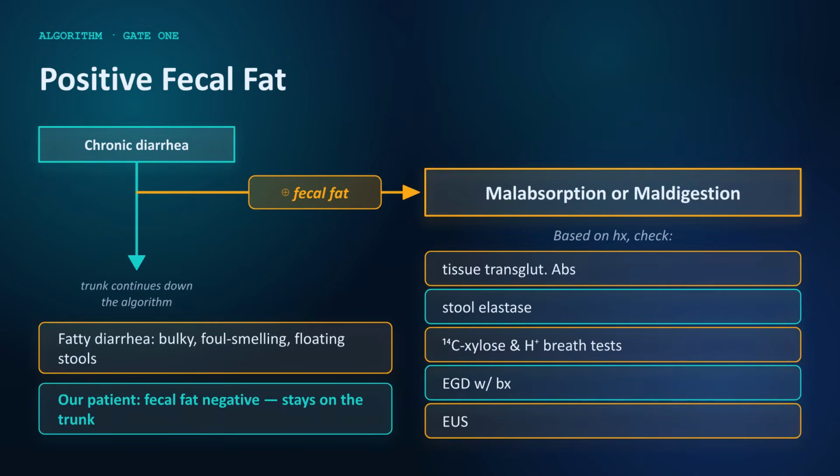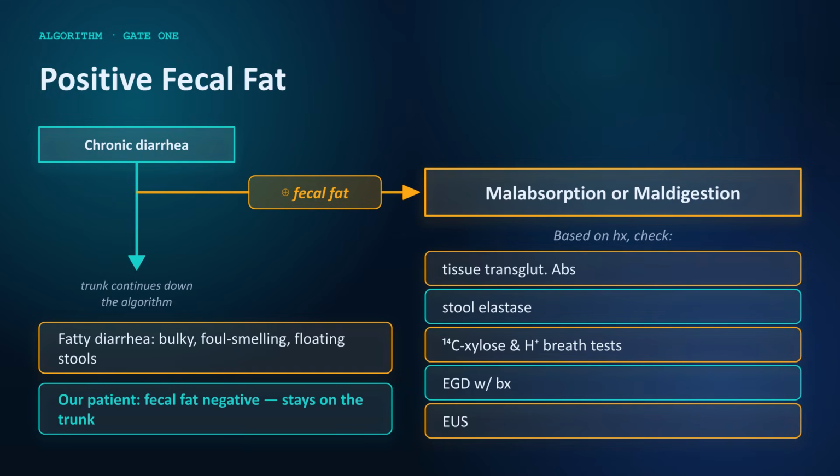First gate: fecal fat. If the stool is positive for fat, the patient steps off the trunk into malabsorption or maldigestion. Clinically, these are the fatty diarrheas: bulky, foul-smelling, floating stools. From there, the next tests are chosen by history.